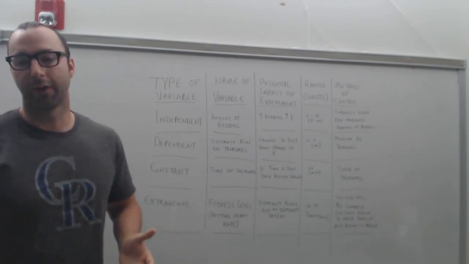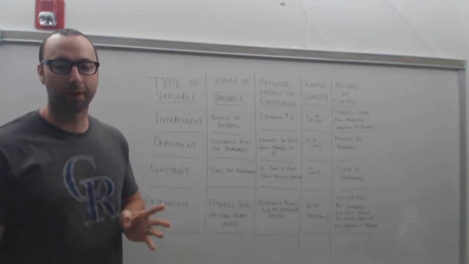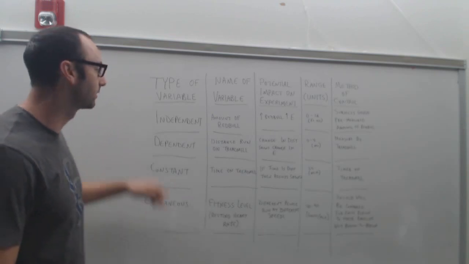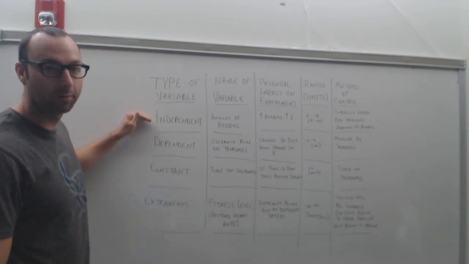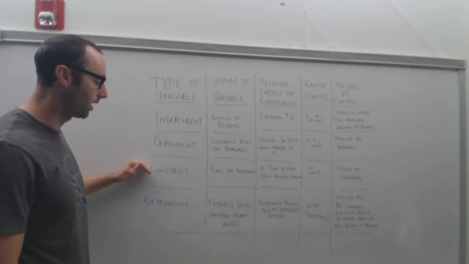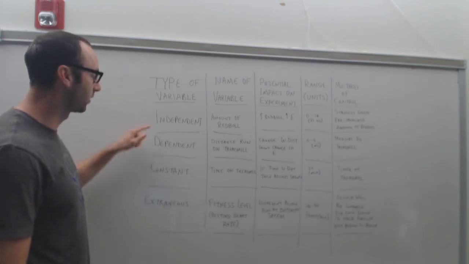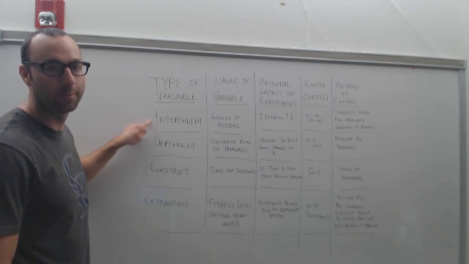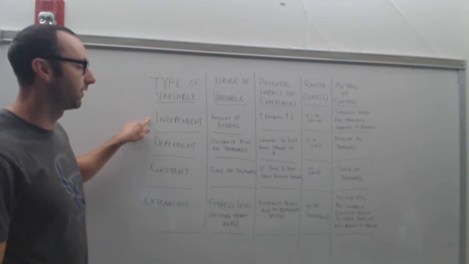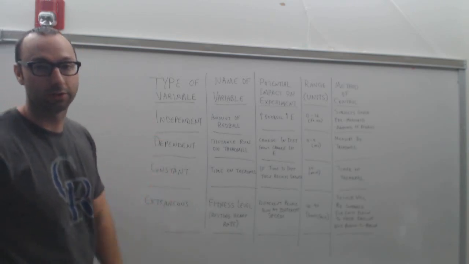So when you're talking about variables in an experiment, there's four main categories we'll talk about in this class. There's the independent variable, the dependent variable, constant variables, and extraneous variables. Our experiments are always going to contain only one independent variable. That is the variable that you're going to manipulate or change during the experiment.